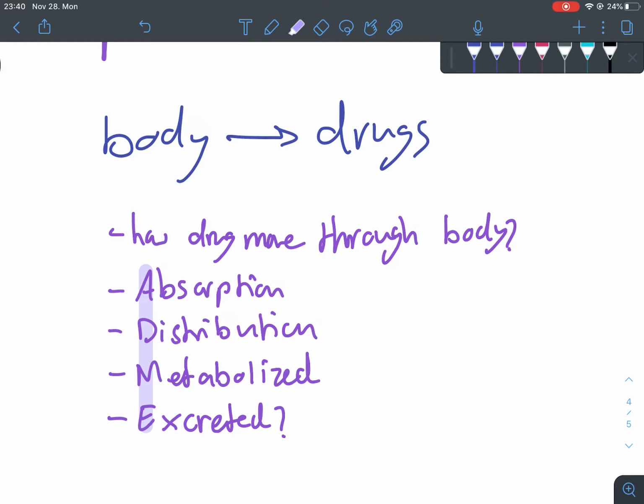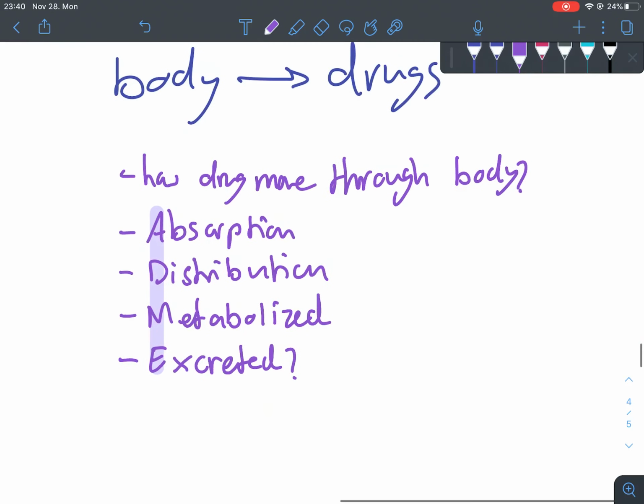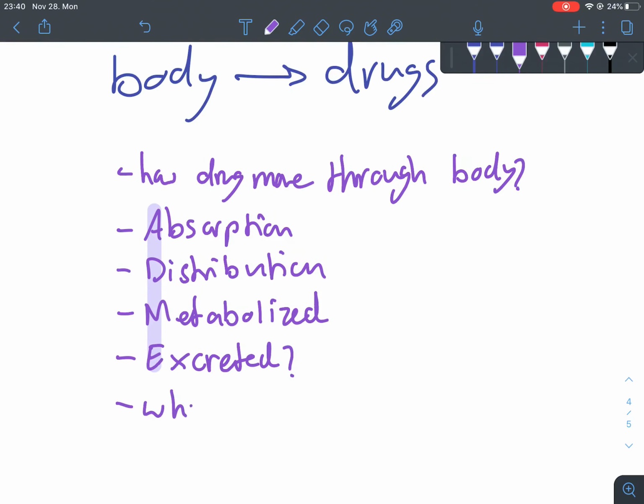It's really useful to remember this as ADME: absorption, distribution, metabolization, and excretion. And we would want to ask here, what is the half-life of the drug? So how long does it stay in the system, really? How long does it take for this drug to be broken down? So how is our body working through this drug, taking it in, distributing it, metabolizing it, and then kicking it out?